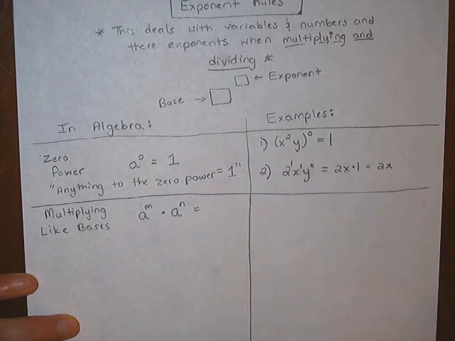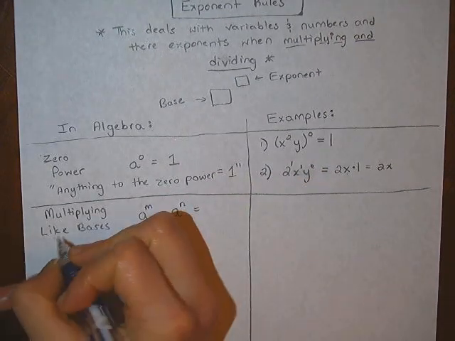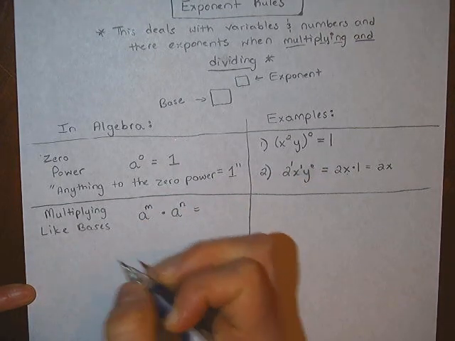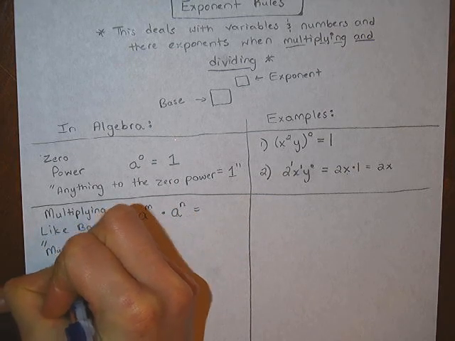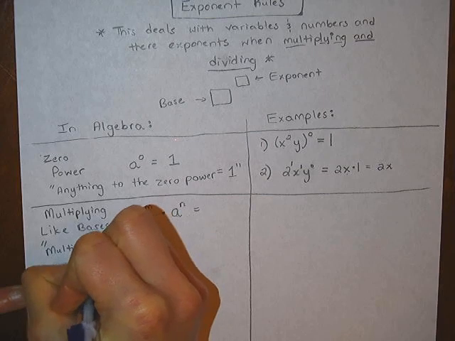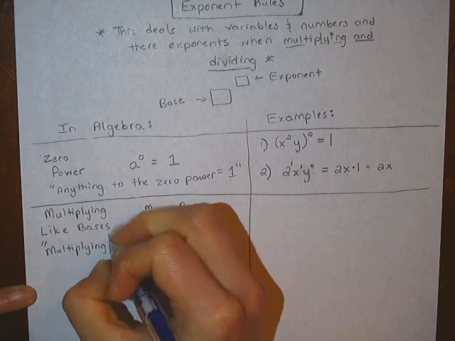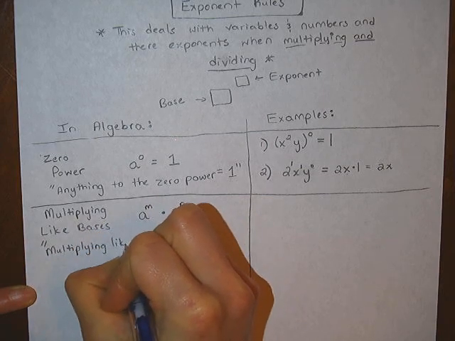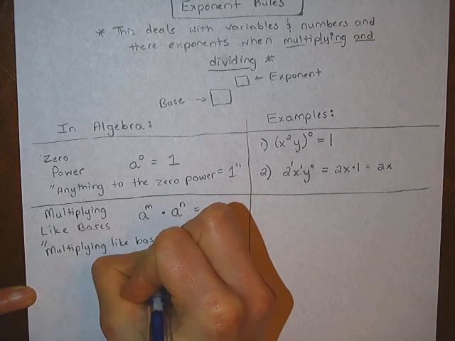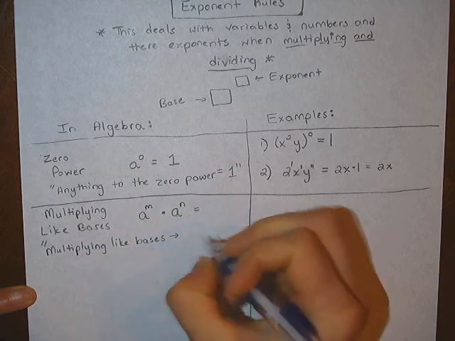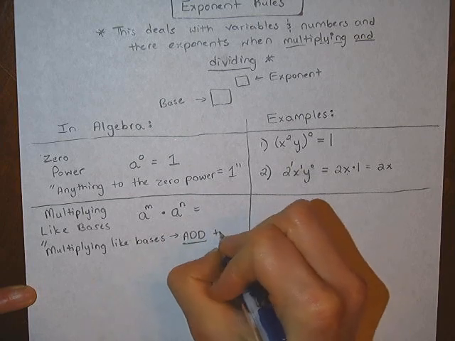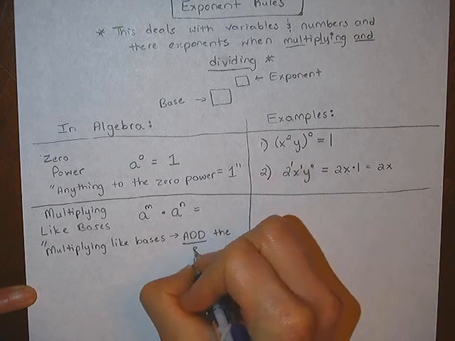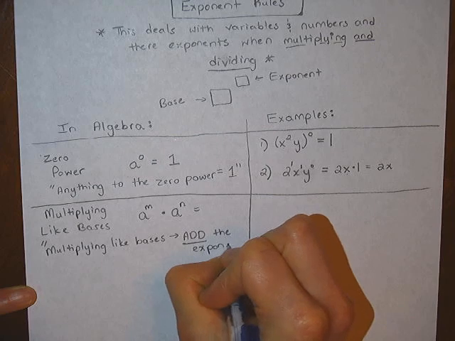So the rule there would be when you're multiplying like bases, you actually add the exponents. So multiplying like bases, then you add the exponents. So make sure you remember it's the exponents that you have to add.